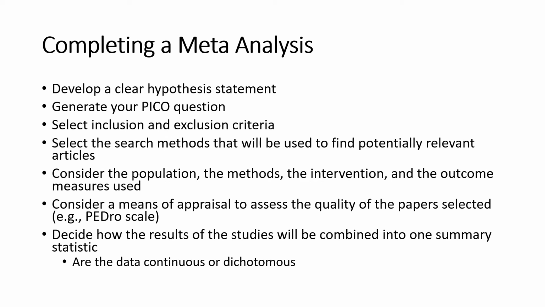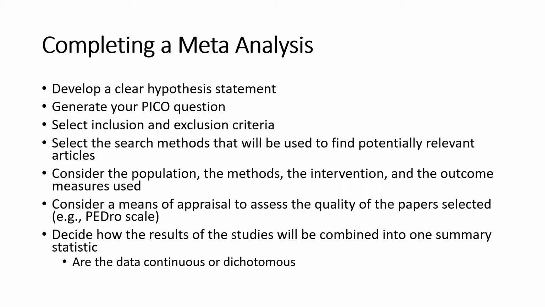On this slide, we describe the steps that are necessary for completing a meta-analysis. And those first few bullets should look relatively familiar to you, because those are the same steps that we would use to complete a high-quality systematic review. Right? We're going to develop our hypothesis, we're going to generate our PICO question, we're going to select our inclusion-exclusion criteria, we're going to select our search methods to identify those relevant articles.